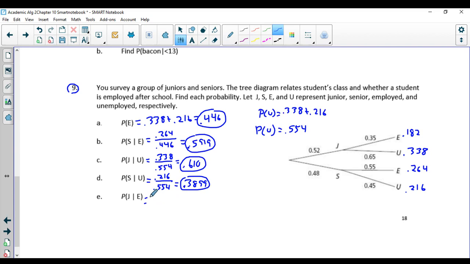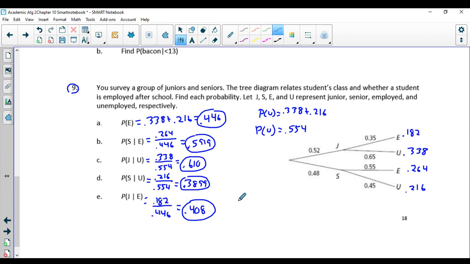And the last one, probability of a junior given employed. So again, now our denominator is the employed. So that's the 0.446. And junior employed would be 0.182. And when I divide that out, I get 0.408. So 40.8% of the employed students out of the juniors and seniors are juniors.